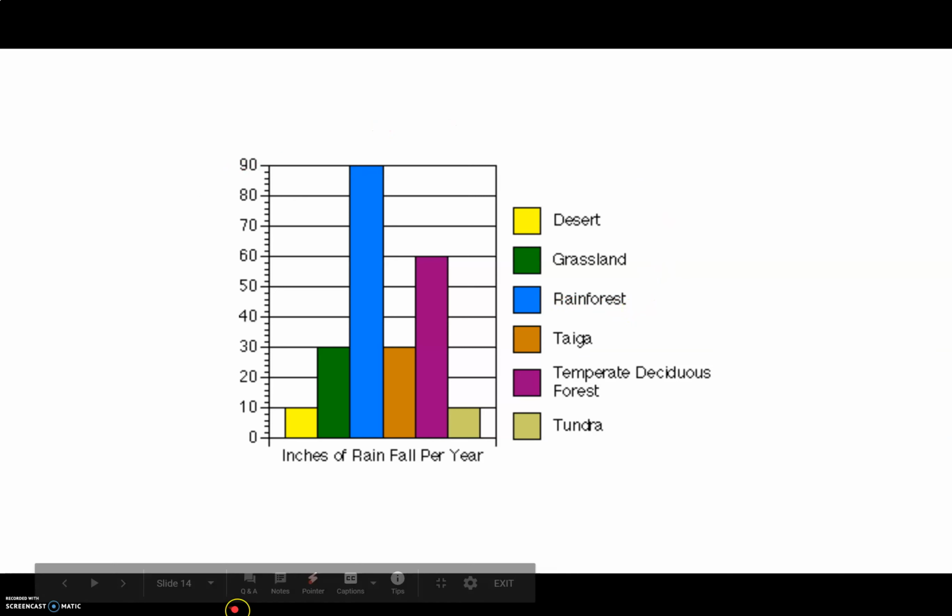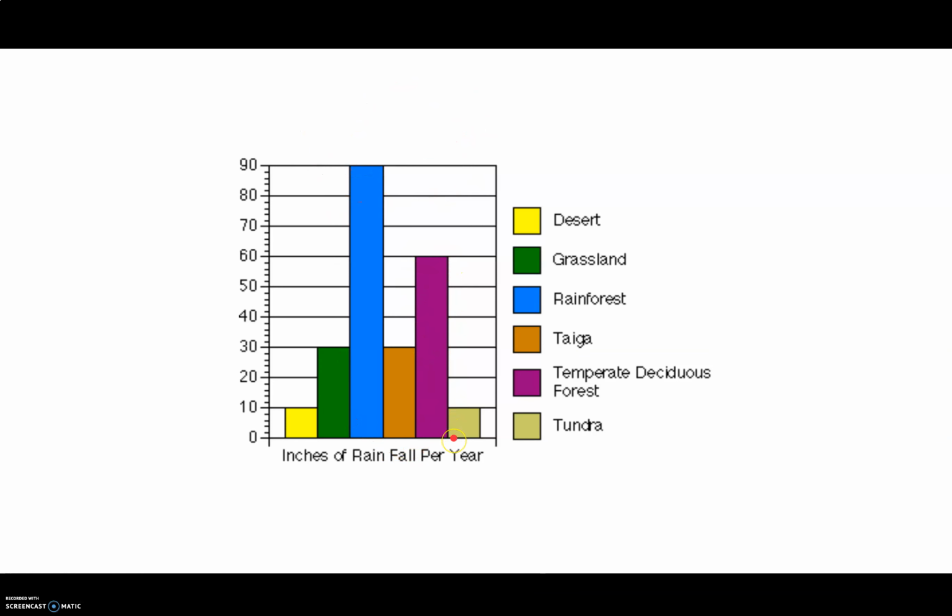Okay, so this is just a really quick graph. It's missing a title, but I just wanted to show you that this bar represents the temperate forest and shows you that the temperate forest is getting quite a lot more rain than almost every biome.